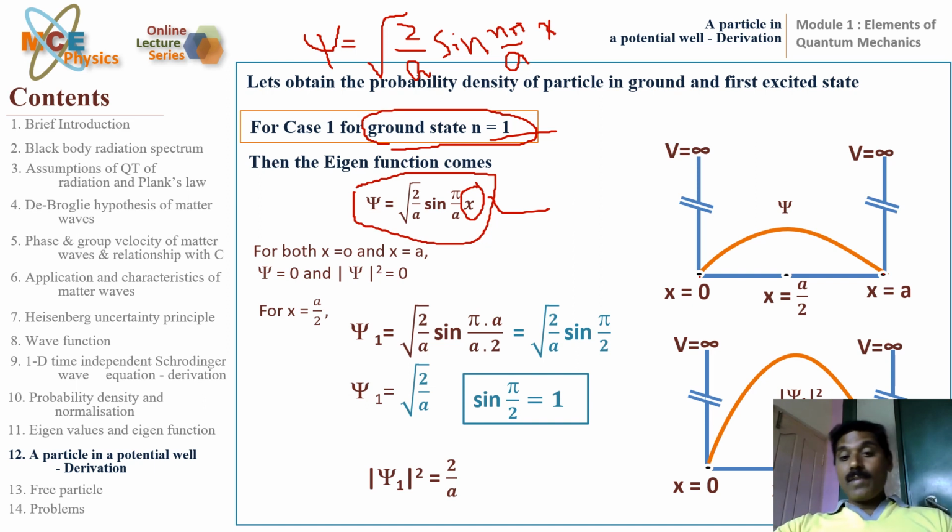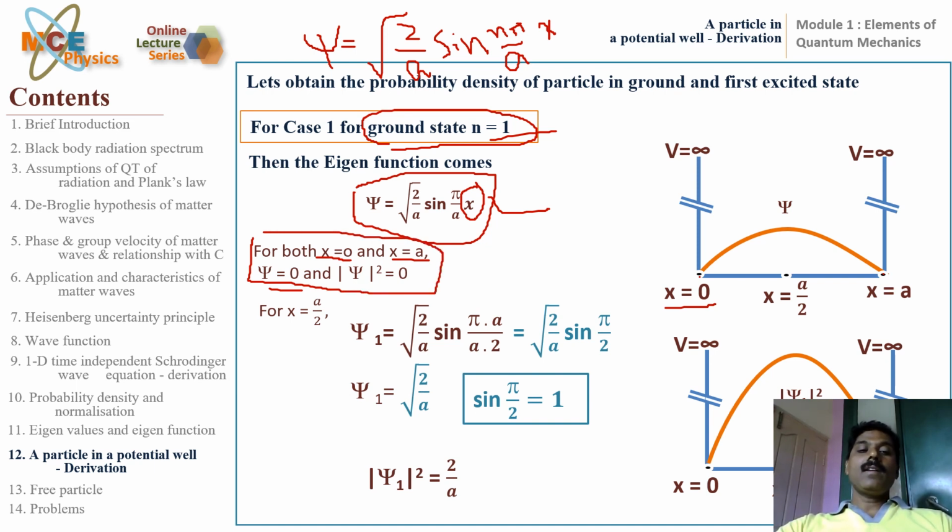So it is possible to get a number of x values. Let us consider a few for simplicity's sake. In case x is equal to 0, for both x equal to 0 and a in this equation, psi becomes 0. You can observe it. If x equal to 0, it becomes sin 0. Therefore, psi is 0. If you put x equal to a, it cancels this a, so that sin pi remains. Sin pi is also 0. Therefore, psi becomes 0. If psi is 0, mod psi square is also 0. So for both x equal to 0 and a, the psi value and mod psi square value both are 0.